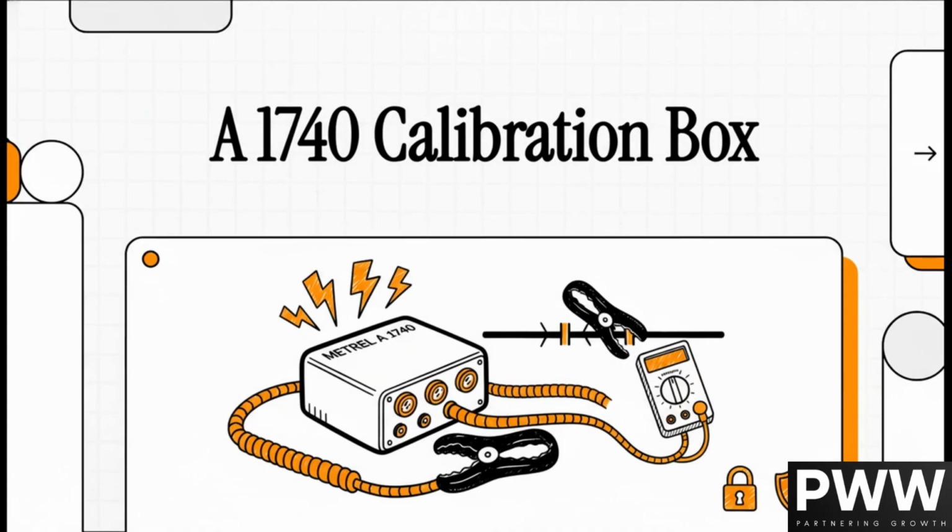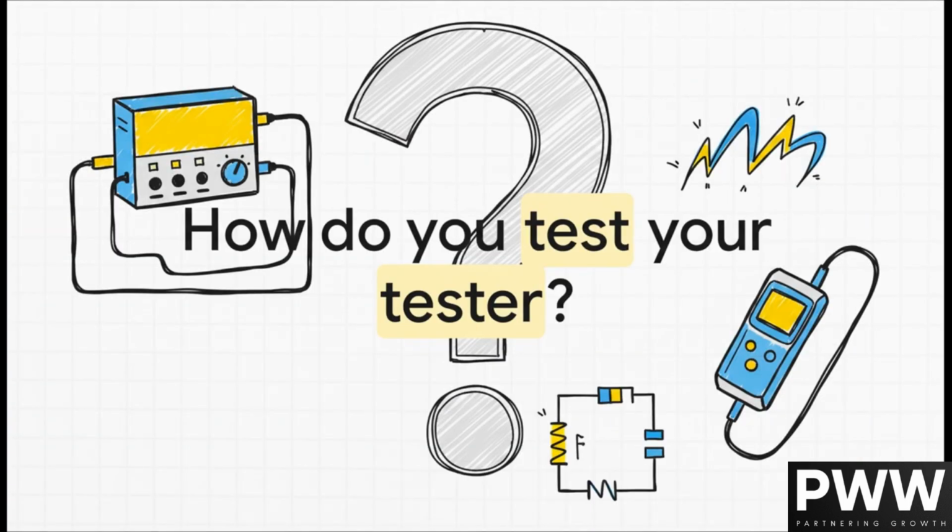Sometimes the most important tools are the ones you don't think about every day. Take this little box, for example. It might not look like much, but it plays a massive role in electrical safety. Today, we're going to dive into the Metrel A740 Calibration Box, a device that answers a really critical question for any pro out there. And that question is, how do you test your tester?